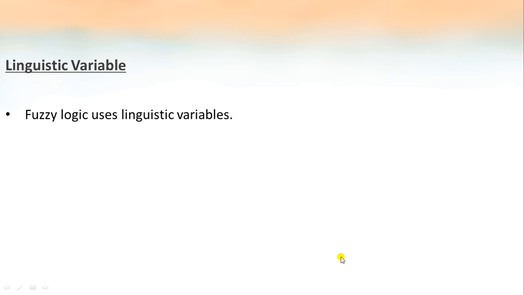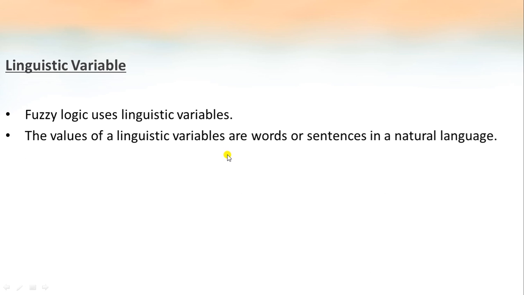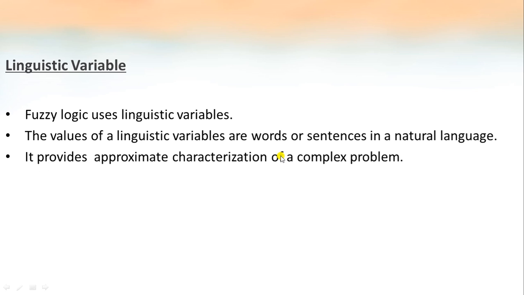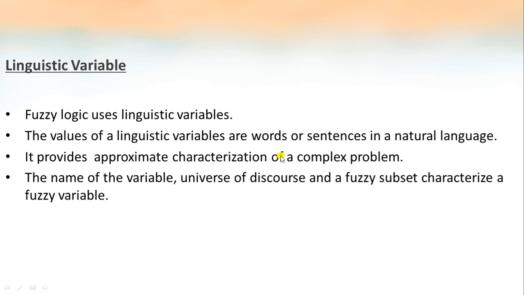For example, we can say age as a linguistic variable if it has values like young, very old, like that, instead of having precise numeric values for age. So the values of the linguistic variables are words or sentences in natural language instead of precise numeric values, and it provides an approximate characterization of a complex problem because it gives a clear characterization.